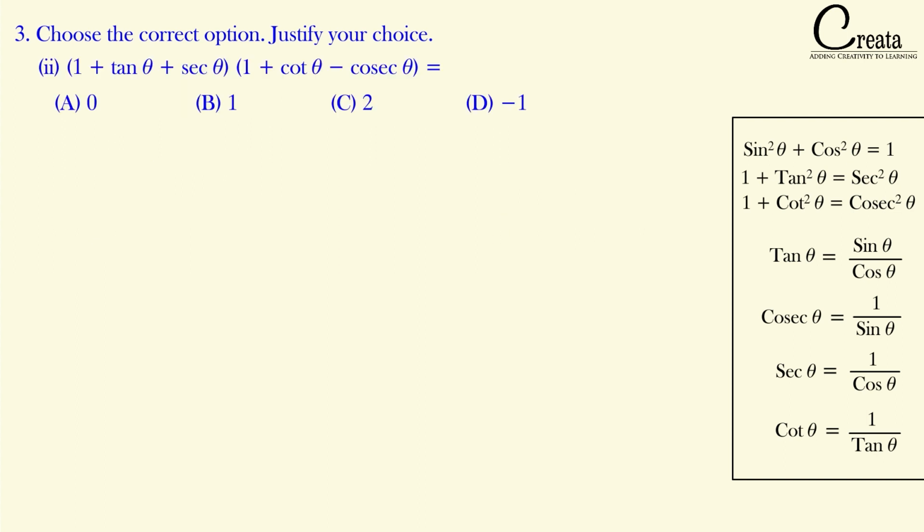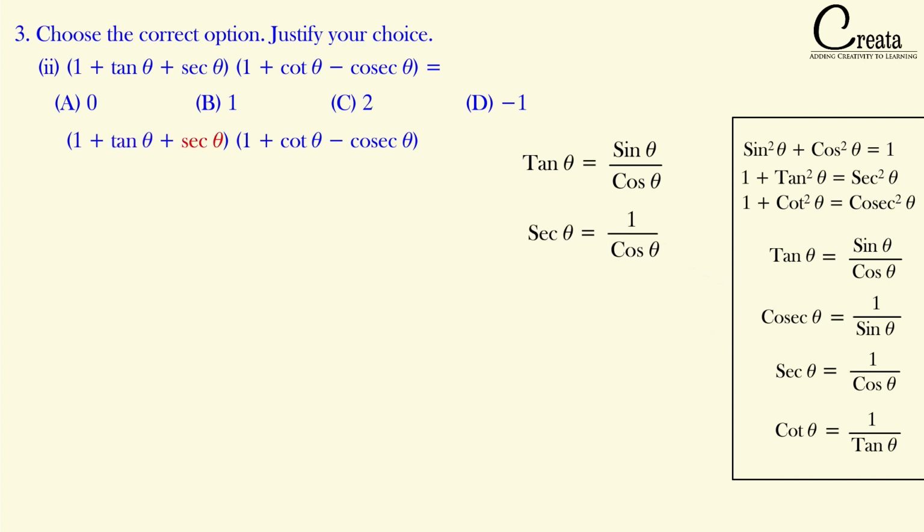Let's take the second part. We have to find the value of the expression (1 plus tan theta plus sec theta) into (1 plus cot theta minus cosec theta). We know tan theta is sin theta upon cos theta, and we also know sec theta is 1 upon cos theta, and cot theta is cos theta upon sin theta. Cot is basically the reciprocal of tan. Tan is sin upon cos, so cot will be the reciprocal, that is cos upon sin. And cosec is the reciprocal of sin, that is 1 upon sin theta.